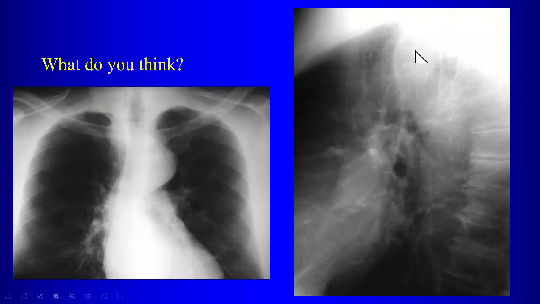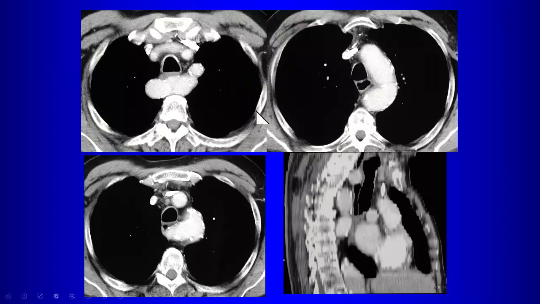There's an opacity here in Rader's triangle. Notice also that the trachea is smoothly pushed anteriorly, that smooth contour of the trachea. So that makes you think what? Aberrant what? Subclavian artery. Aberrant right subclavian artery. An aberrant subclavian artery gives you that smooth indentation in the trachea, and it can give you an opacity in Rader's triangle.